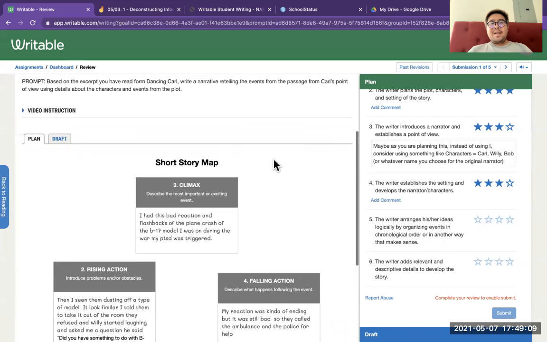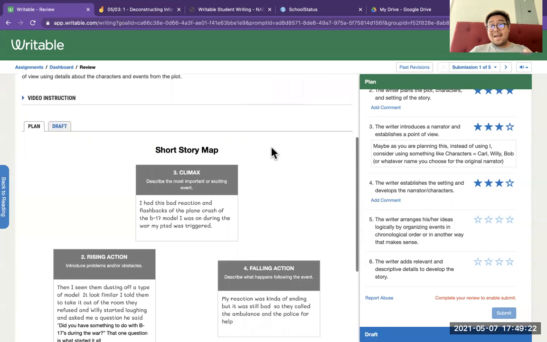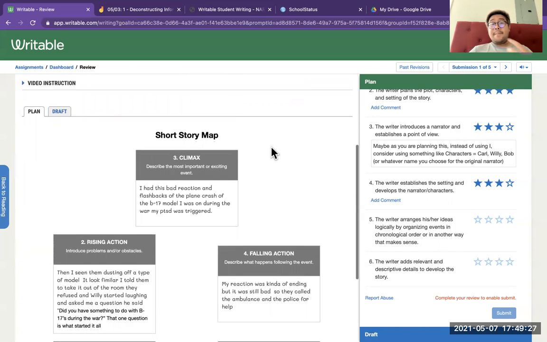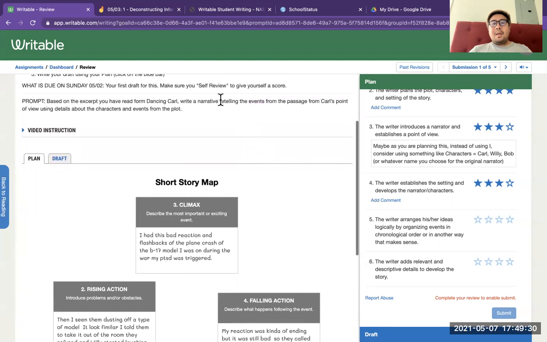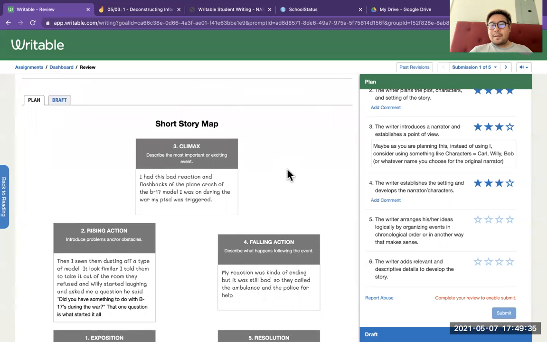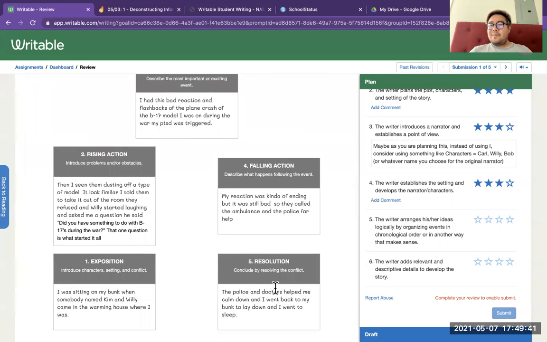Okay, remember your task, right? The task says to write a narrative. So yes, we're telling a story. We're checking that off. And then we're retelling the events. So we're just telling the same story again, but from a different point of view. So you've got to be careful here because you're not adding to the story or changing the story. You're not being asked by the prompt to change the story. So in number 4 and number 5, this doesn't happen in the original story, all right? They don't call the ambulance. They don't call the police.